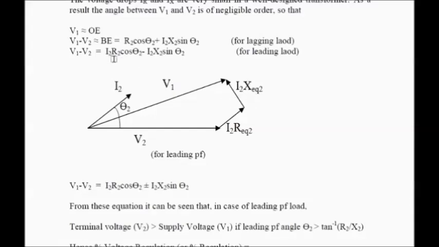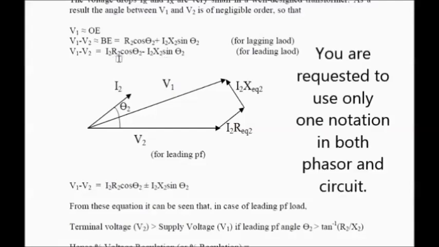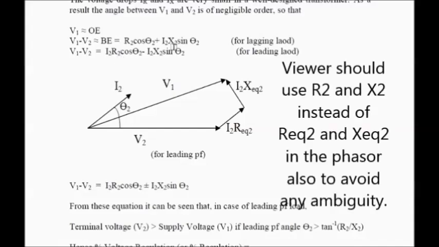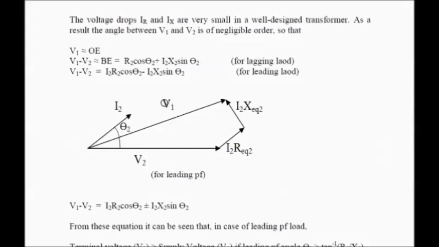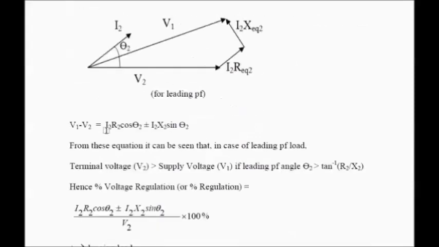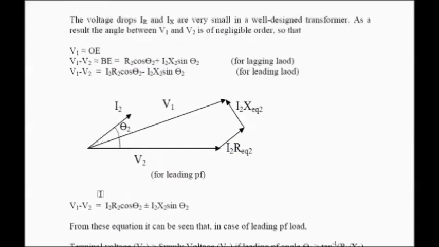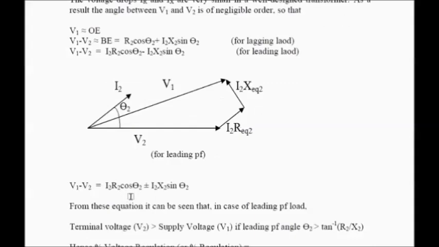I have written it like I2 R2 and I2 X2 only here, but this is basically R2 equivalent, meaning the overall equivalent resistance across the secondary, and this is the overall equivalent inductive reactance across the secondary. So V1 minus V2 for leading power factor is I2 R2 cos theta 2 minus I2 X2 sin theta 2, and hence V1 minus V2 can be written as I2 R2 cos theta 2 plus or minus I2 X2 sin theta 2. Plus is for lagging power factor, minus is for leading power factor.